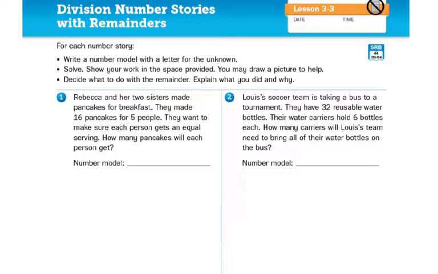Let's go ahead and take a look at similar problems in your math journal. So you're going to turn to journal page 77. And again, these are very easy division problems so that we can focus our attention on what to do with the remainder and not so much focusing on the division part of it. So on page 77, it says division number stories with remainders. For each number story, we're going to write a number model with a letter for the unknown, which is called the variable.